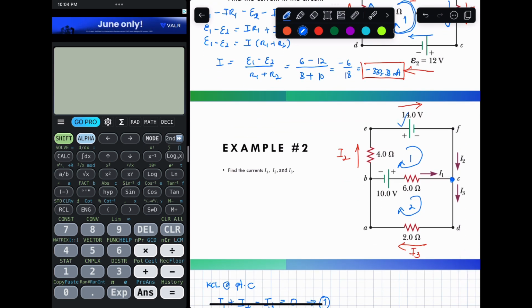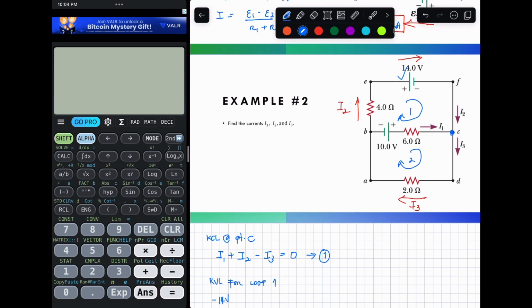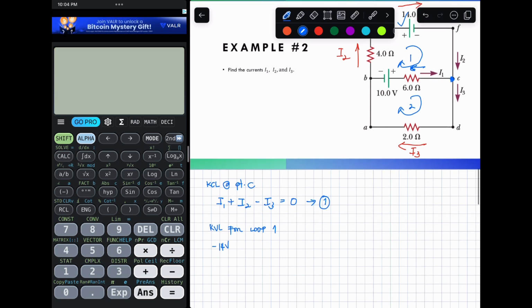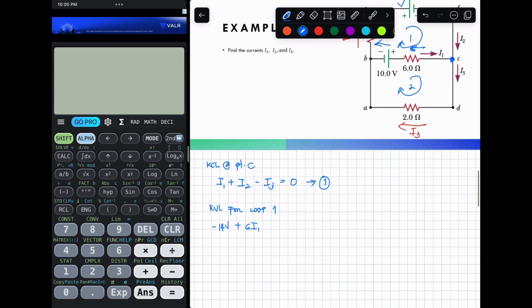And then next would be the 6 ohm resistor. My loop is going in this direction, which is opposite the direction of the current I1. So therefore, that would become positive, so that would be plus 6 I1. And then it goes through as well from positive to negative, so it goes out at the negative terminal, so that makes it negative 10 volts.